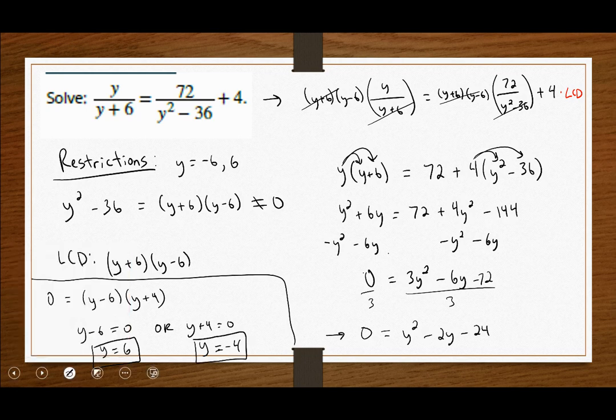However, at least one of these was part of my restrictions. So this value, y equals 6, is extraneous. We don't include it as part of the solution set. So there's really only one value for which this equation gives me a true statement, and that's if I replace y with negative 4.